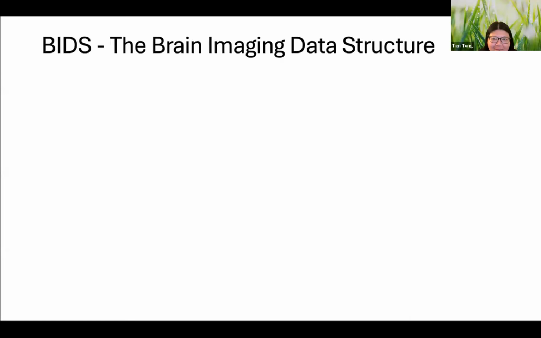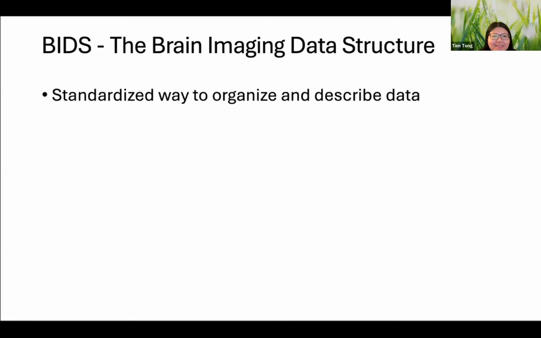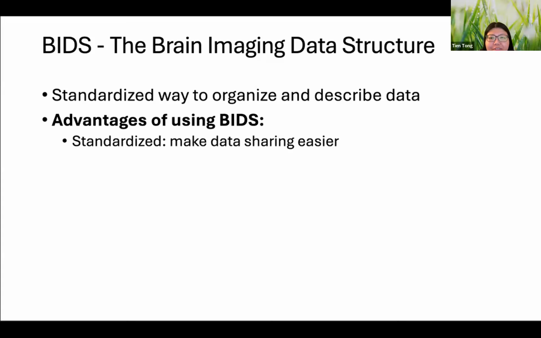So we all know about BIDS by now. BIDS is a standardized way to organize and describe data, so it makes it very easy for people to share data with one another, because everybody understands the data organization right away. And if there's a data type that requires certain DICOM metadata to be saved in the JSON sidecar, then it's very easy to check.